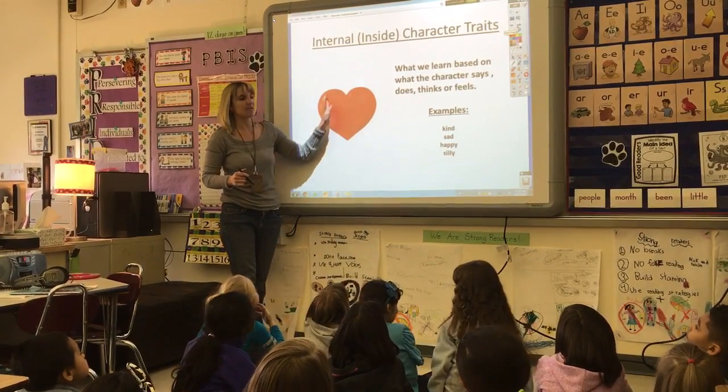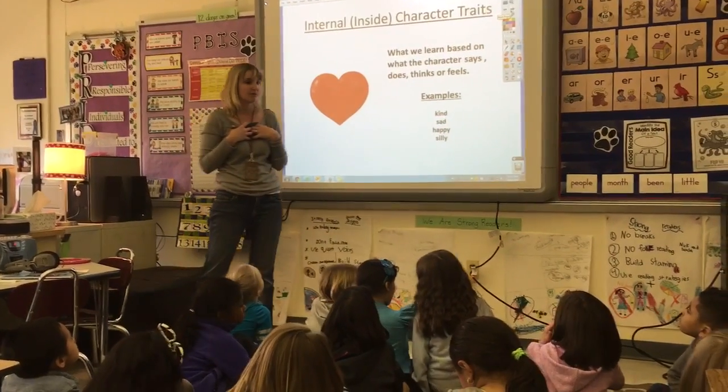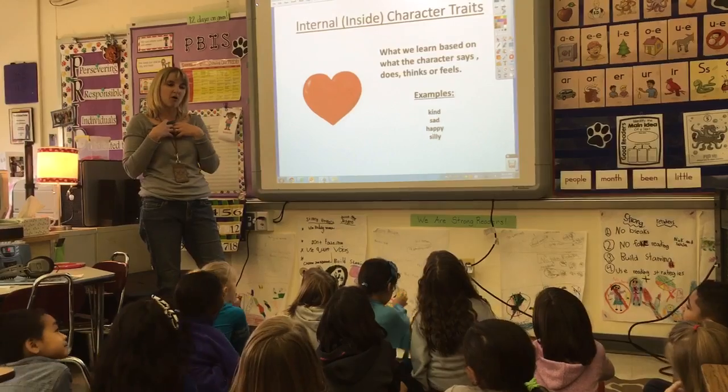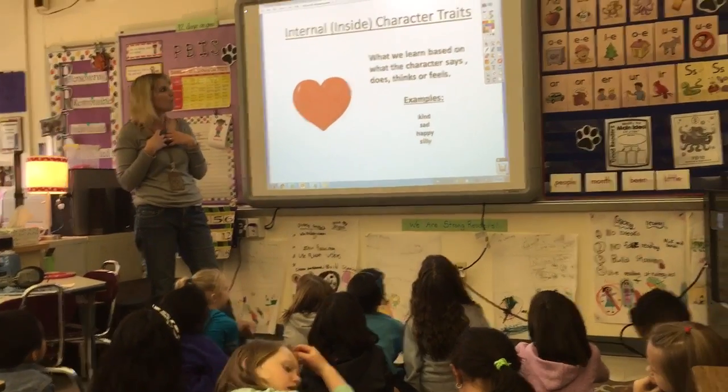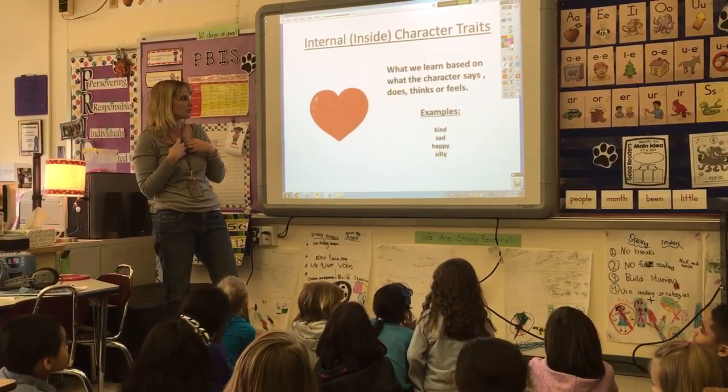So inside, and we kind of give a visual of like a heart. Think about your heart is inside you. So when we're talking about those inside traits, think about your heart inside and say, what did I learn by just looking at what the character says or does?